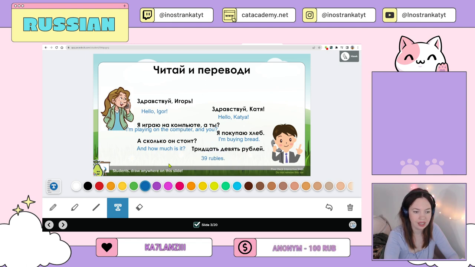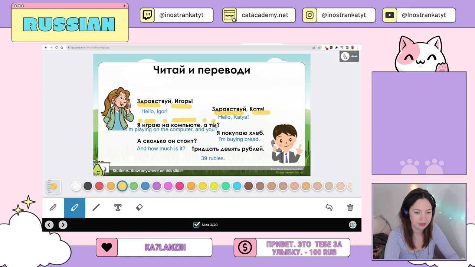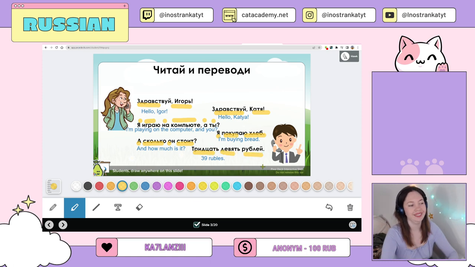So let's read this dialogue one more time. I will choose maybe the yellow here. Здравствуй, Игорь. Здравствуй, Катя. Я играю на компьютере. А ты? Я покупаю хлеб. А сколько он стоит? 39 рублей. Ta-da! Congratulations! You have done it!